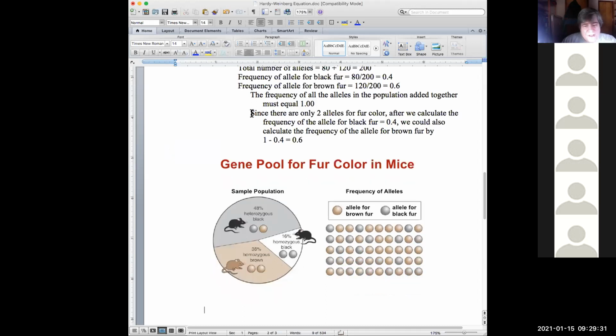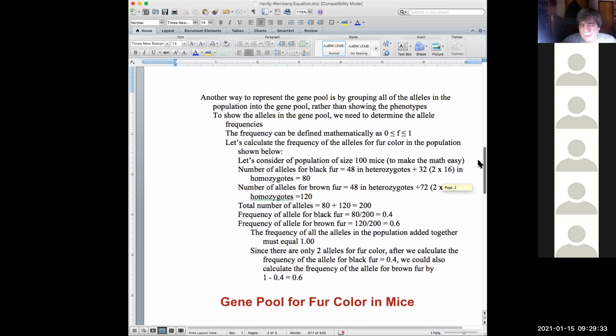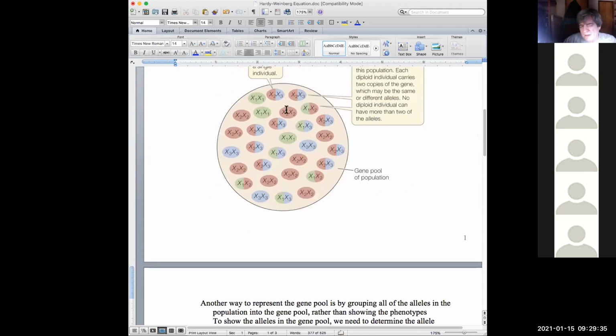Now, in this case, we can do this as soon as we find one allele. But let's go back to this first gene pool that we showed. Notice here we have 3 alleles. We have X1, X2, and X3. Here we can figure out what the last allele is, but if we're going in numerical order, before we can figure out X3, we have to figure out X1 and X2.